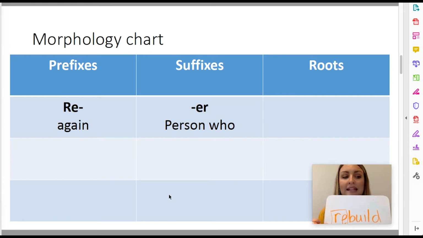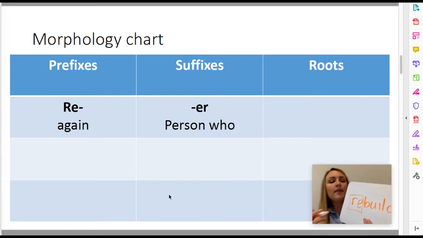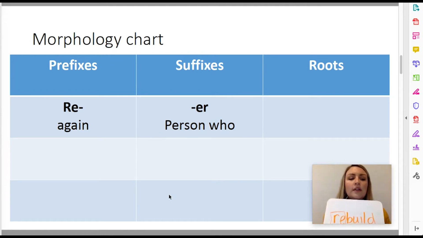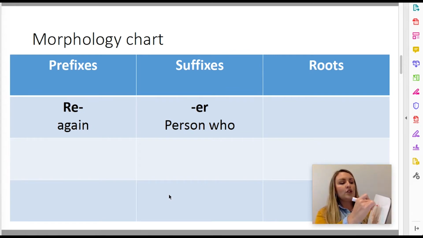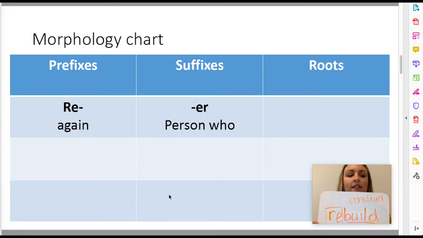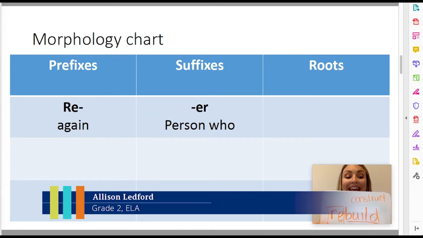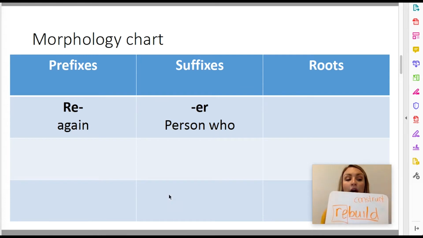So the base word is a word that can stand alone and have its own meaning. So look at this word from yesterday. The base word in this word is build. So I'm going to underline that part to remind me that is the base word of rebuild. So to build means to construct something. All right. And so rebuild must mean to build again, right? The tower of blocks fell, but we can rebuild it.